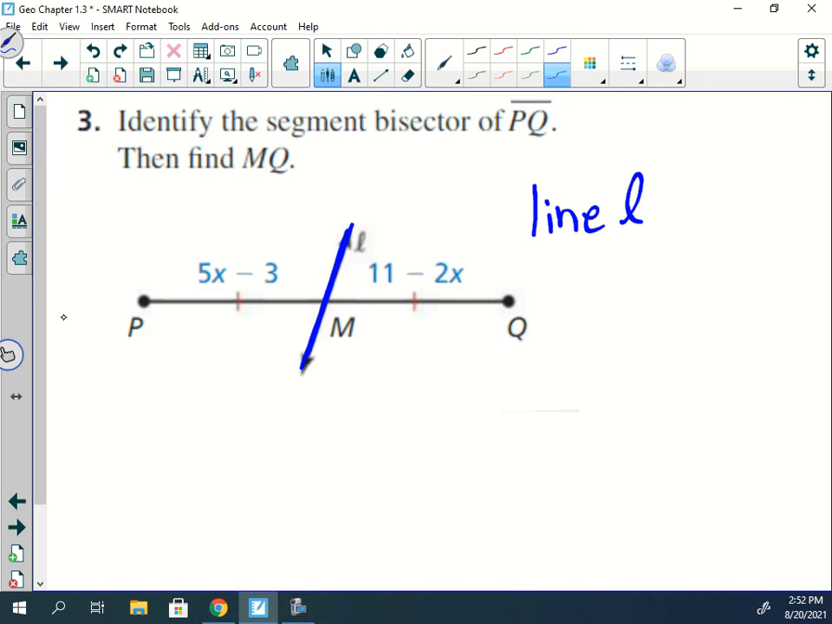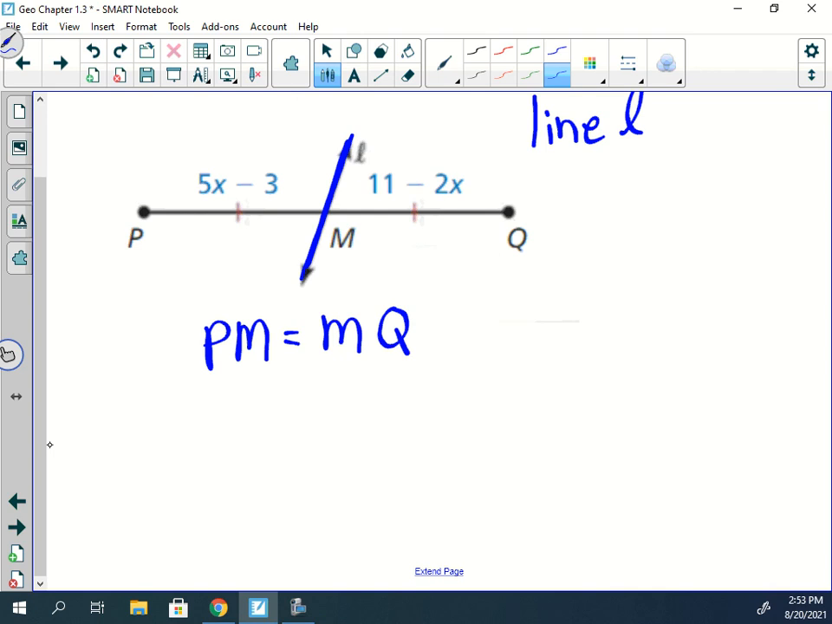So it cuts it in half so that PM is congruent to MQ. The distance from P to M is going to be the same as the distance from M to Q. So the length of PM is equal to the length of MQ. Any questions on this so far?